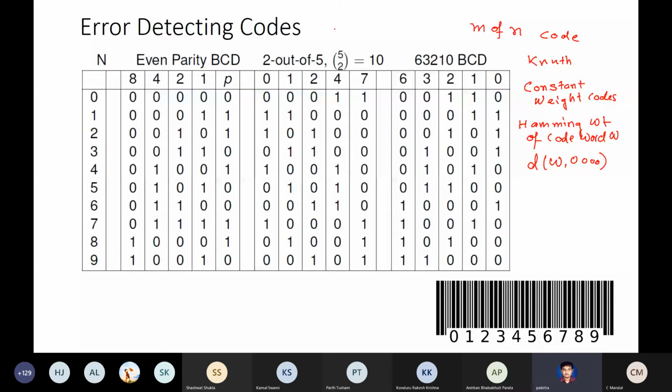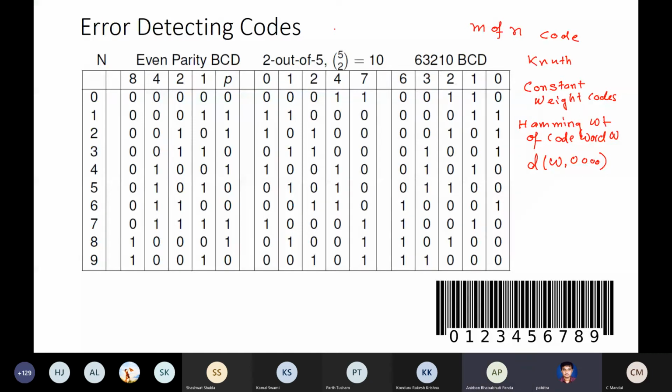Okay, so with this, I think I'll. Hello. Yeah, please. So you said that the Hamming distance should be greater than 3 for 1-bit detection, right? Means like for single-bit error correction it is 3, and for error detection, it should be greater than or equal to 2.